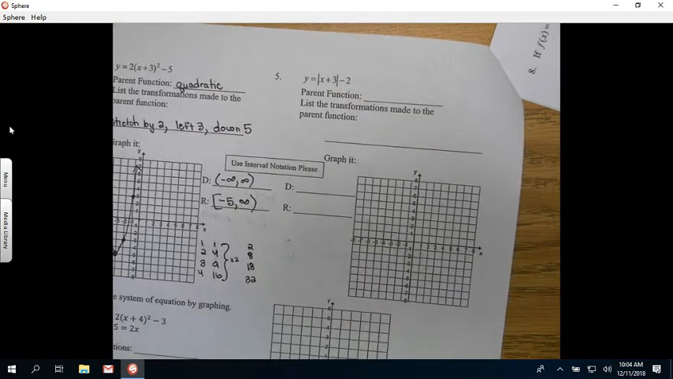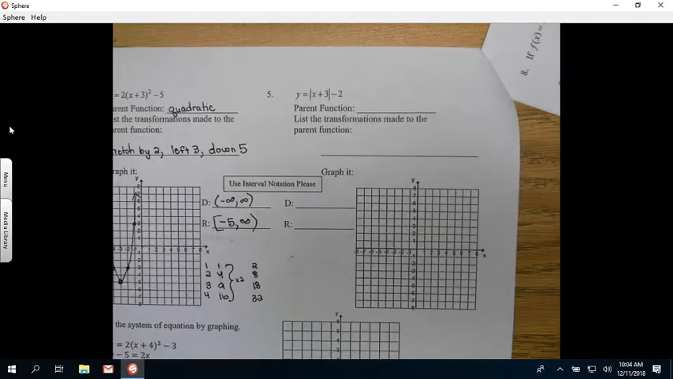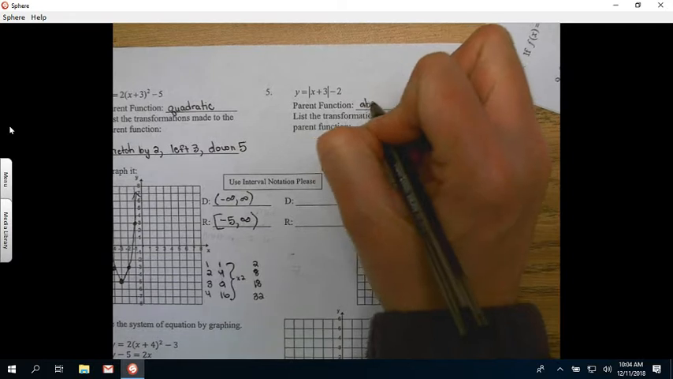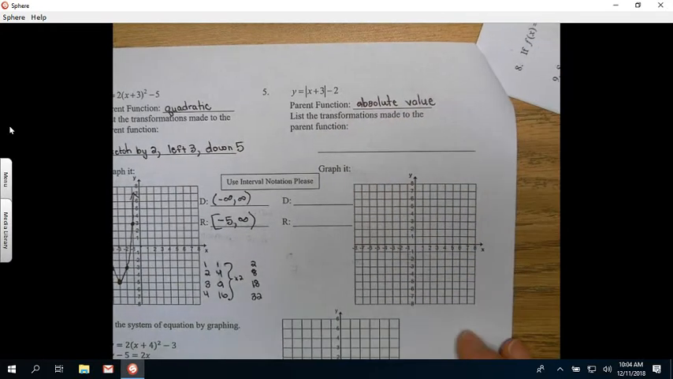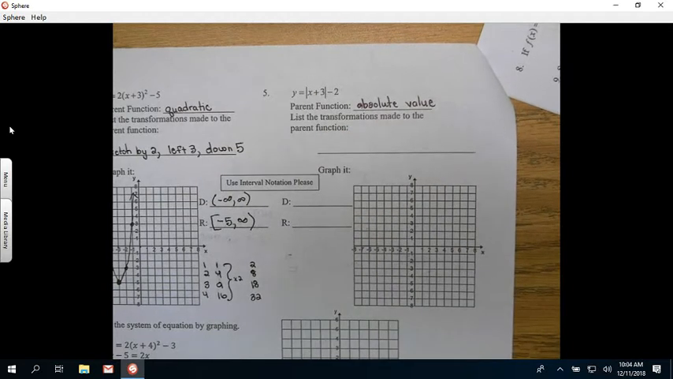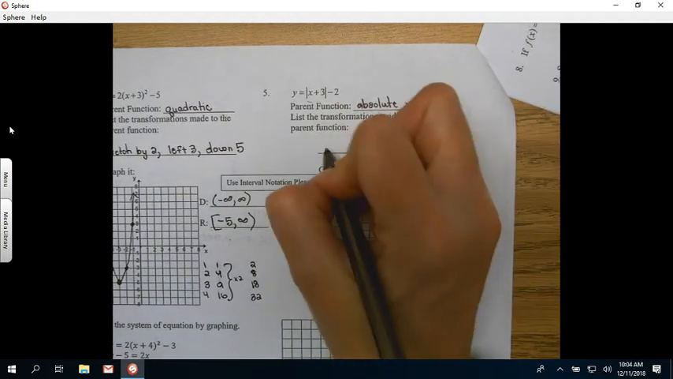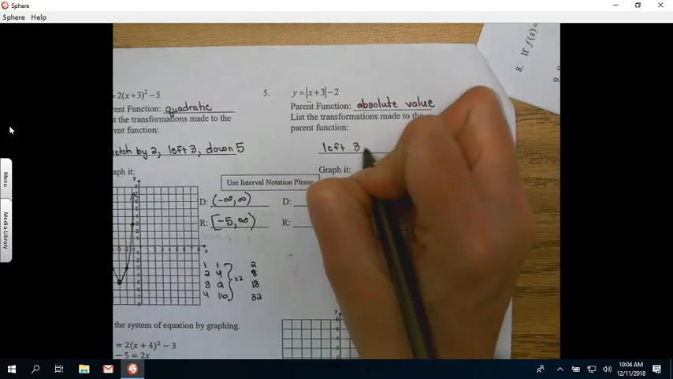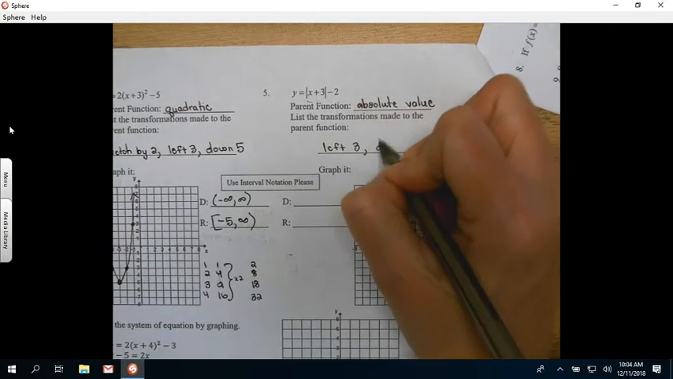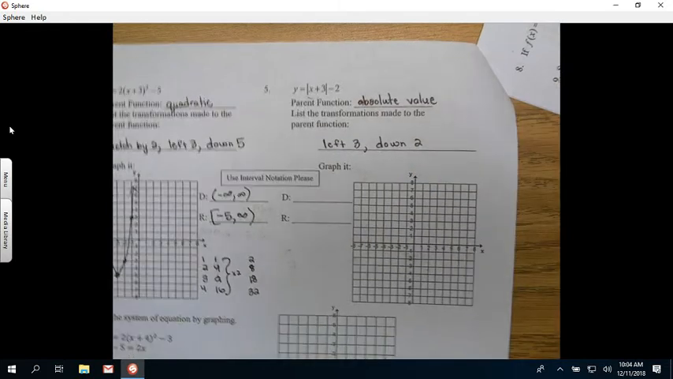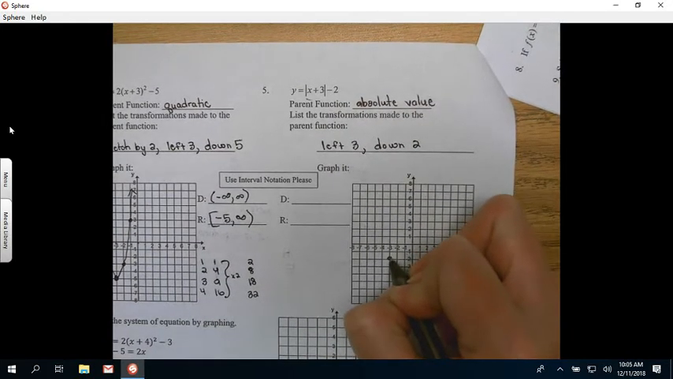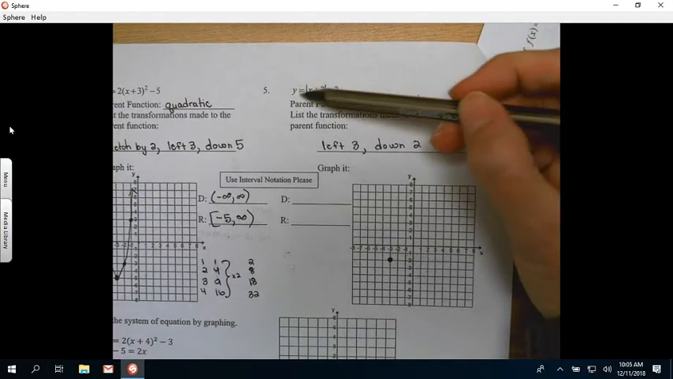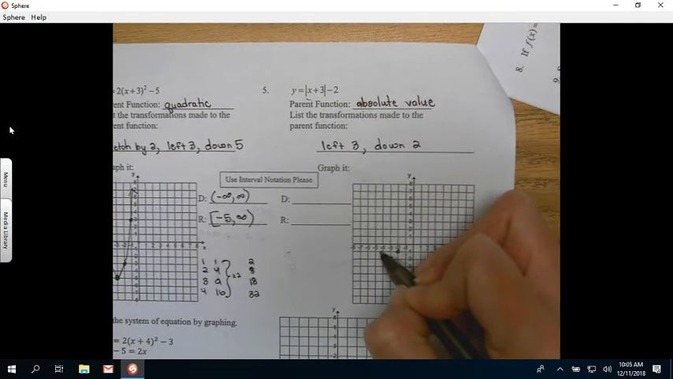All right, on number 5, we just went over a unit on these. These are the absolute value. Again, let's look at what transformations are being made to the parent function. Insiders still lie, so this is going left 3. Outside does exactly what it says it's going to do, so it's going to go down 2. So again, I have that vertex point on my absolute value, which is now going to be negative 3, negative 2. I have no stretch or shrink, which means each side has a slope of 1.